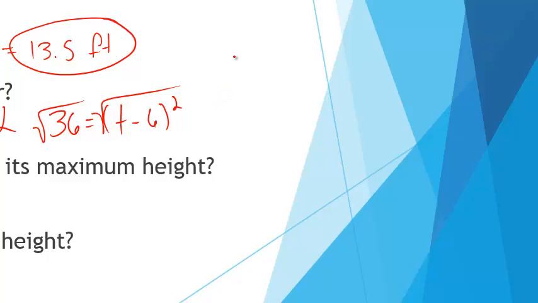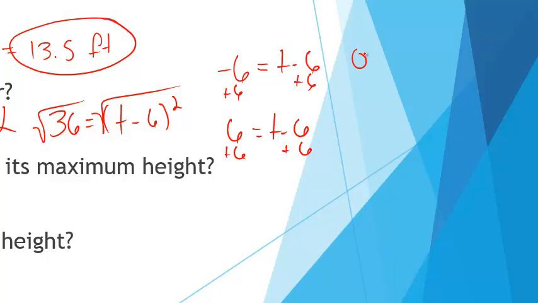So square root of 36 is negative 6 and 6. Don't freak out. Negative 6 times negative 6 is positive 36. Positive 6 times positive 6 is positive 36. So this is true. This is something that y'all need to know. The square root of anything creates a negative and a positive. Alright, so then that's going to be negative 6 equals t minus 6, and 6 equals t minus 6. Now to get t by itself, we need to add 6 to both sides. So that would be 0 equals t, and 12 equals t.